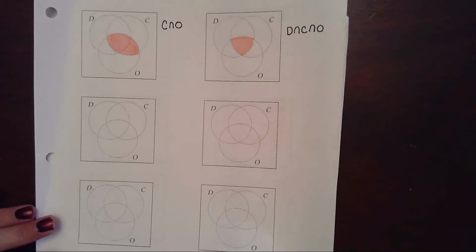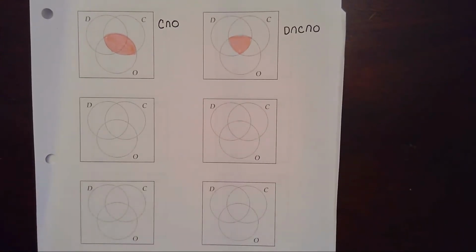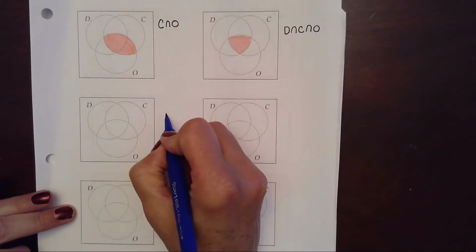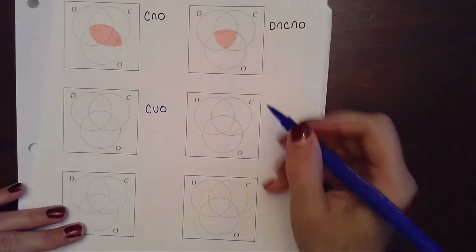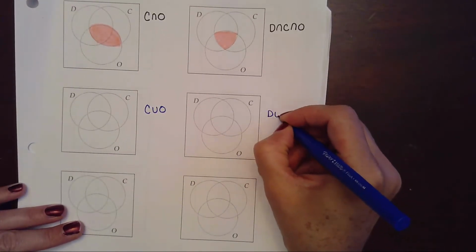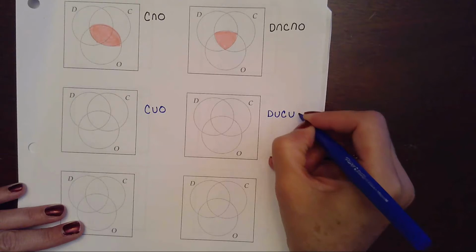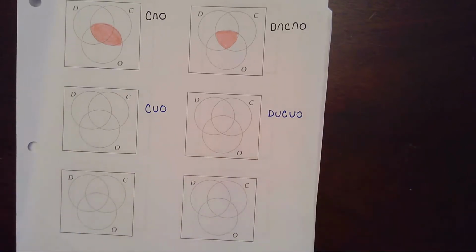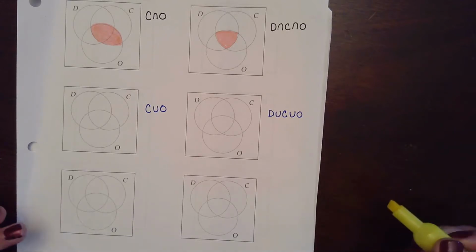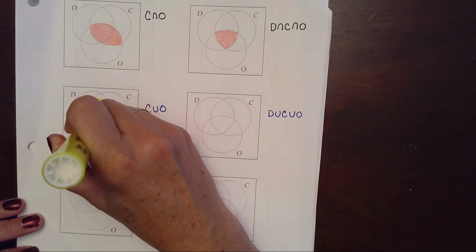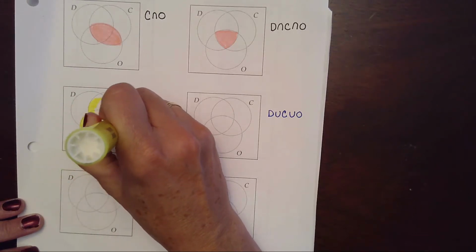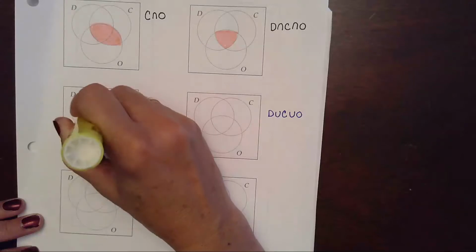So let's look at some examples. We could have C union O, or D union C union O. So C union O would mean all of C and all of O, everything together.